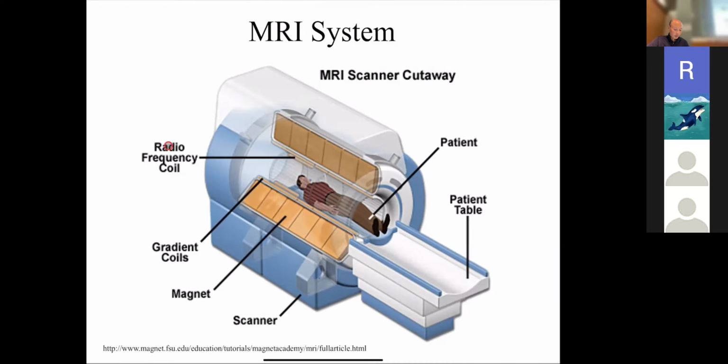There's going to be what's called the radio frequency coil, which sends energy into the sample or the body, and then also receives the signals back. And then there are these gradient coils, which allow us to do the imaging, which is essentially going to allow us to implement a Fourier transform actually in the subject itself.